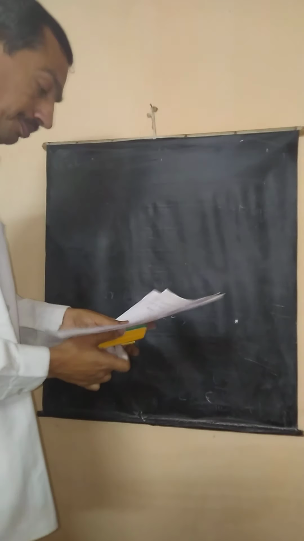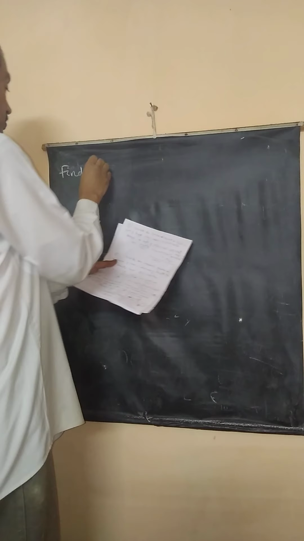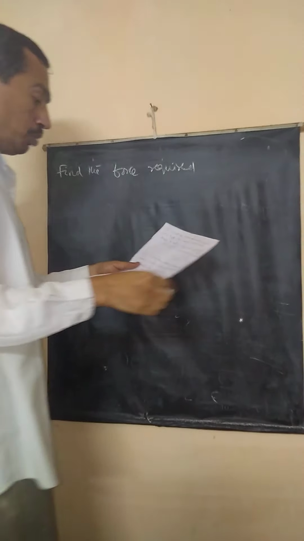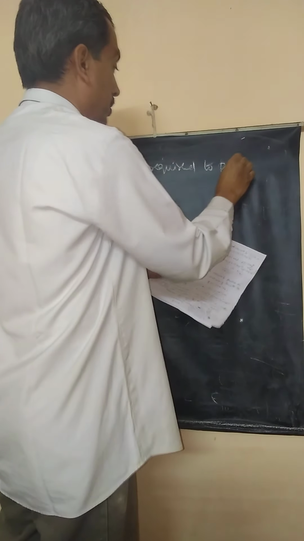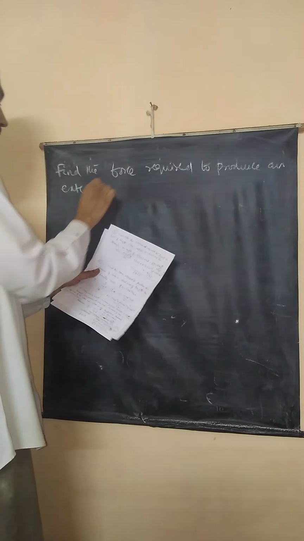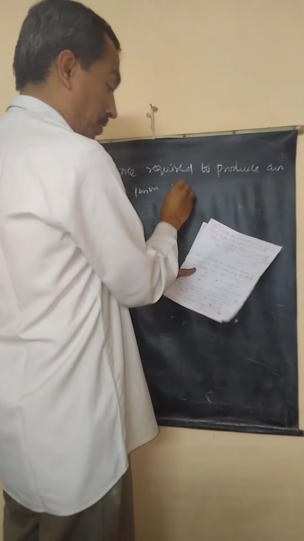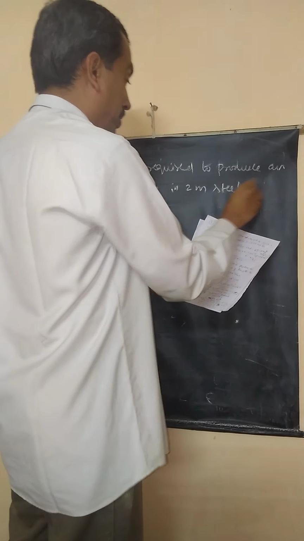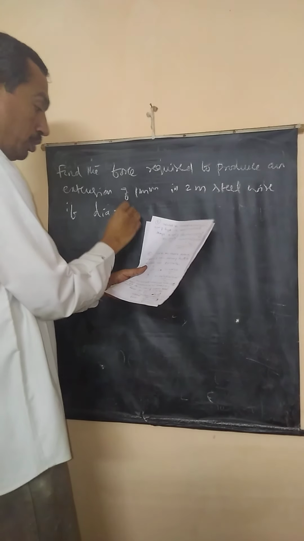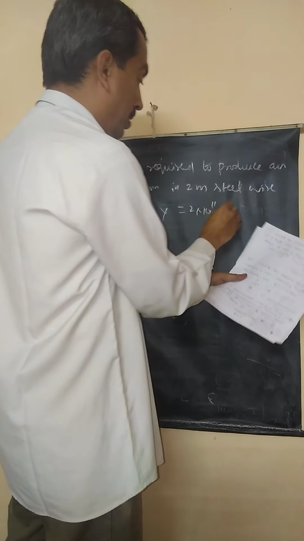Now the next numerical. It is on elasticity. Find the force required to produce an extension of 1 millimeter in a 2 meter steel wire, if diameter is equal to 1 millimeter, Y is equal to 2 into 10 power 11 Newton per meter square.